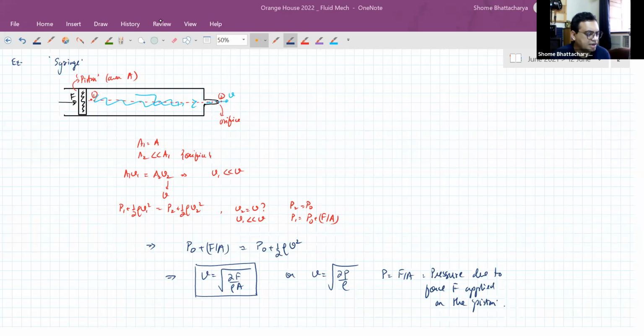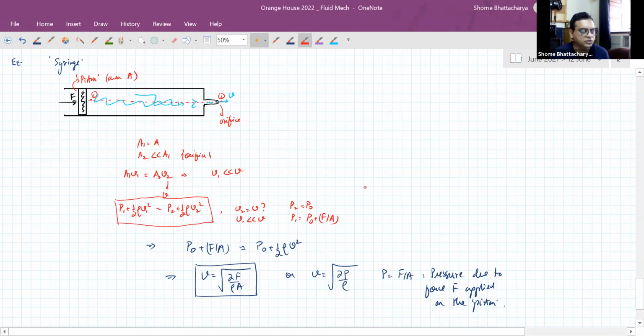Varun, we haven't taken kinetic energy as such. What we have done is we have applied Bernoulli's equation between point 1 and point 2, and they are at the same horizontal level. So the H term is not there. H1 is equal to H2. Okay, hope you understood.